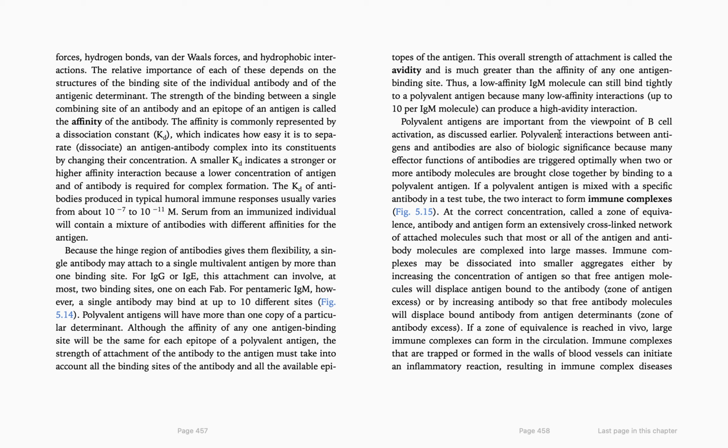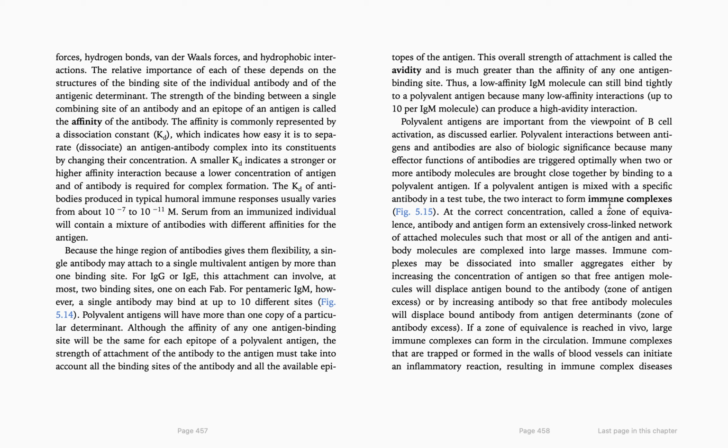Polyvalent antigens are important from the viewpoint of B cell activation, as discussed earlier. Polyvalent interactions between antigens and antibodies are also of biological significance because many effector functions of antibodies are triggered optimally when two or more antibody molecules are brought close together by binding to a polyvalent antigen.